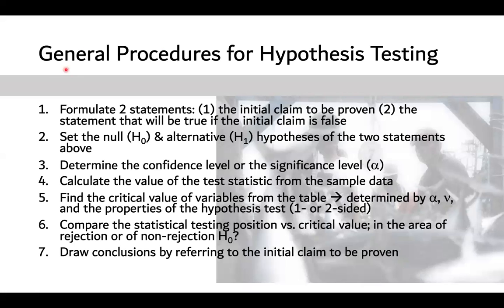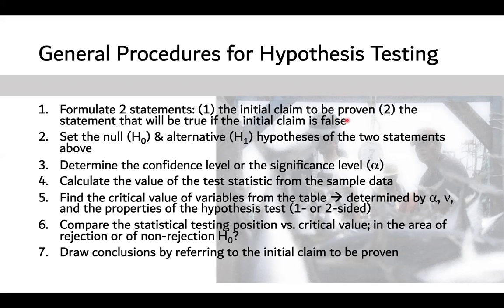First, we know the general procedure for hypothesis testing. The first step is to formulate two statements. What I would like to emphasize now is that there are two statements. The first one is the initial claim to be proven, and the second one is the statement that will be true if the initial claim is false. So both of them should be in the problem.